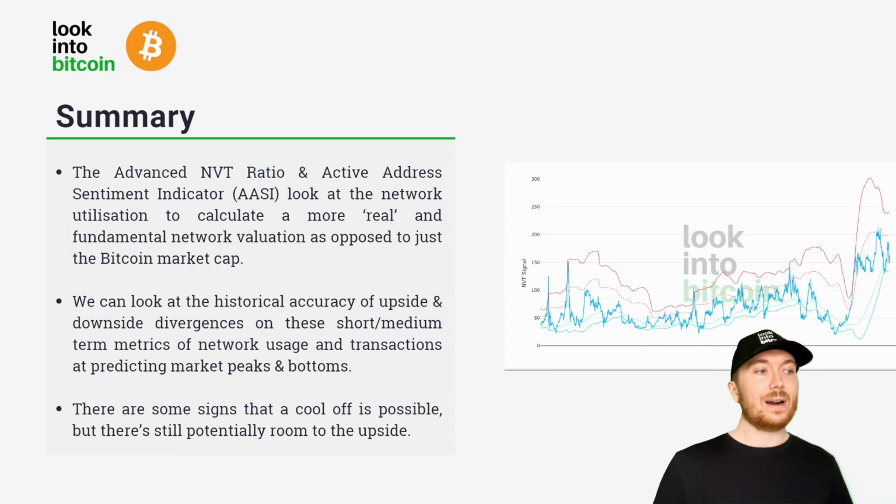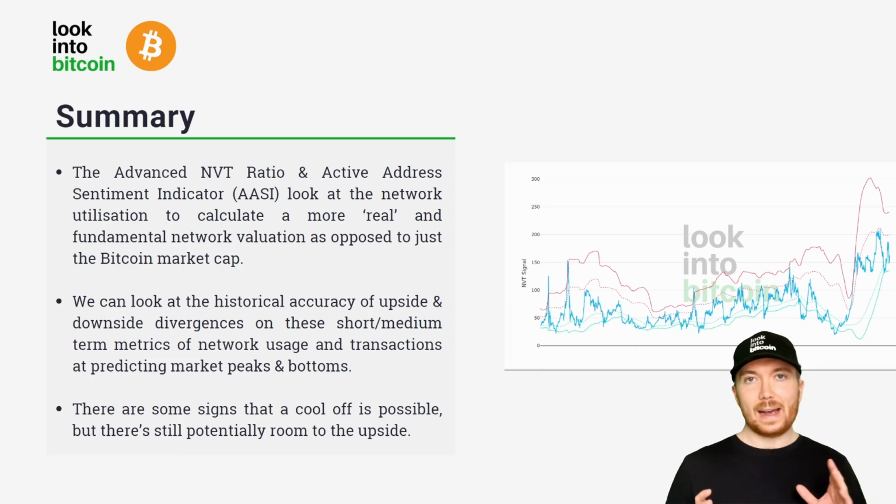And like we could see, there are some signs that a cool off may be possible, looking at the active address sentiment indicator and the decrease in network users we're seeing. But there is still some room to the upside, like we're seeing. Even though there's less users, we're still seeing a huge amount of USD valuations being moved on chain. So it's really interesting to see how the Bitcoin price plays out over the coming weeks and months.